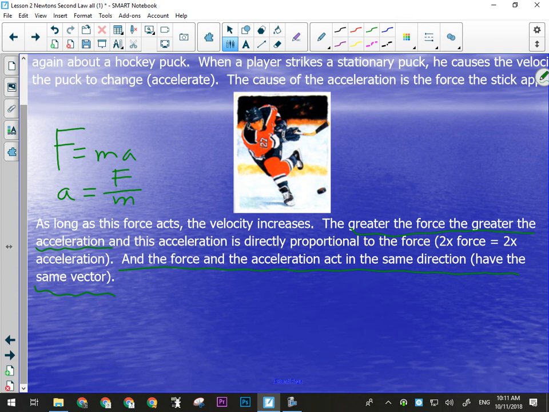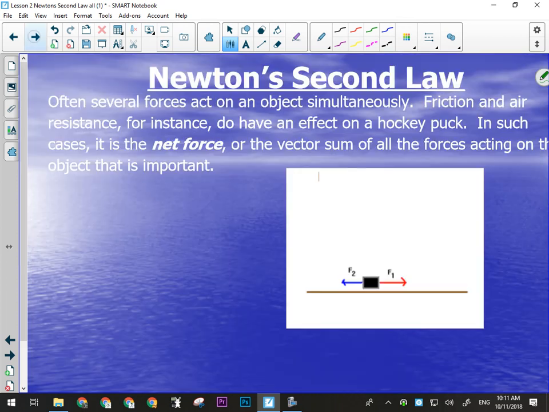All right, so lots of times more than one force acts on an object. We talked about free body diagrams right at the end of the period yesterday. A free body diagram allows us to figure out which forces are acting and diagram which way they're acting, to give us at least a picture in our mind of what the situation looks like.